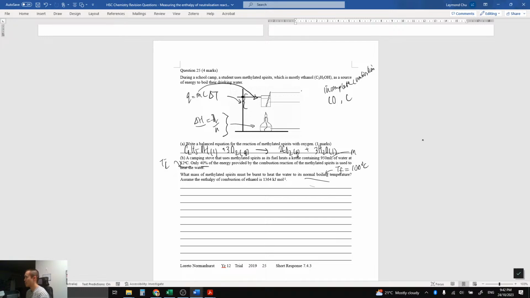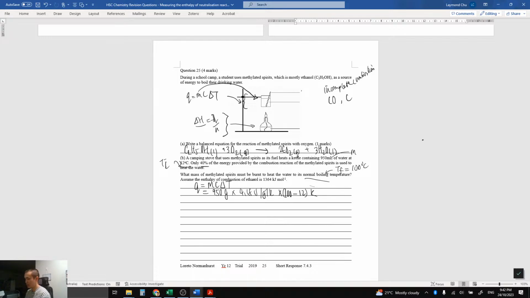How do we start this question? Very good. Whenever you're dealing with this, always start with our MCAT. Now the mass is 950 mils, which is 950 grams, times the specific heat capacity, which is 4.18 joules per gram per Kelvin, times delta T, which is 100 minus 12 degrees. Say that in Kelvin.